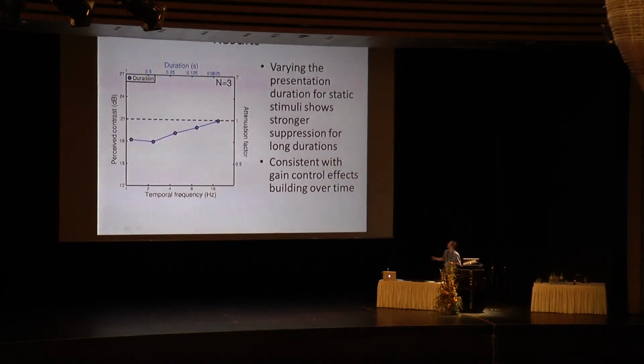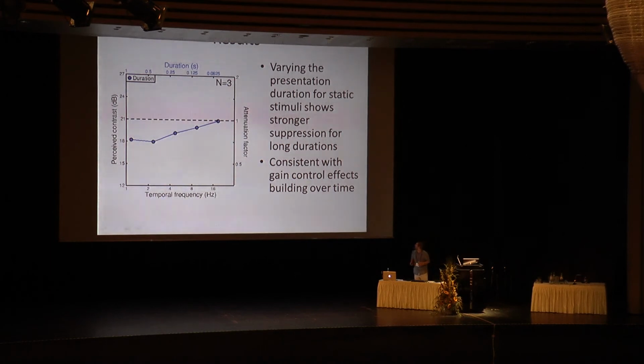Duration is just given along the top, and this is perceived contrast on the y-axis as a function of, well, here, duration. Anything below this dashed line indicates suppression being caused by the noise. So it's a non-veridical percept. What we see is, as we increase the presentation duration to the left-hand side of the plot, we get more and more suppression. That's kind of consistent with gain control effects building up over time.